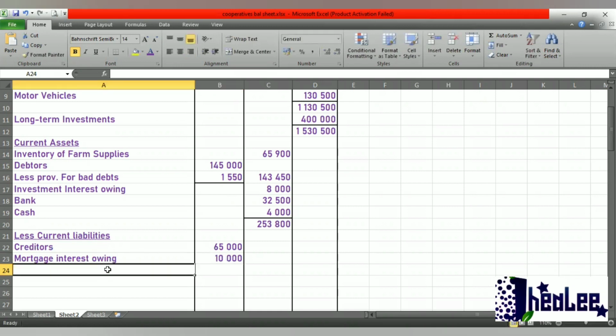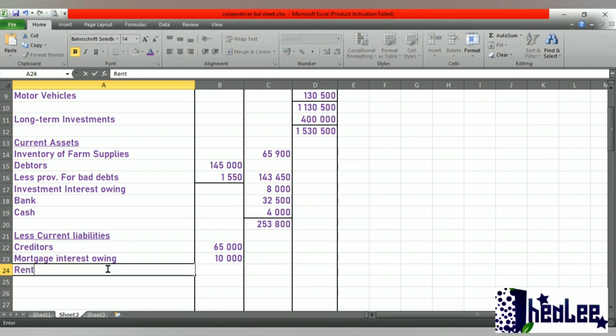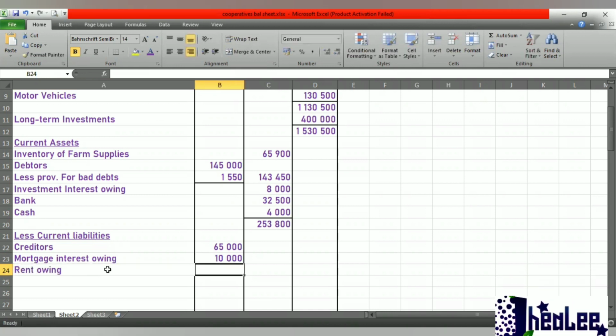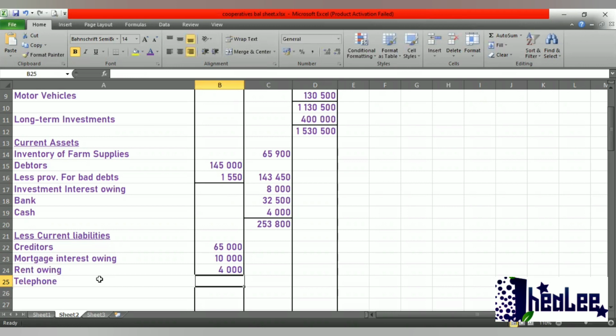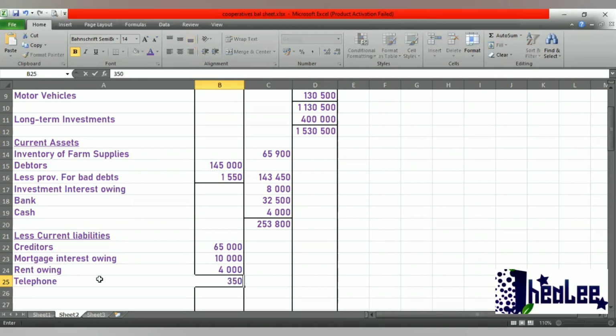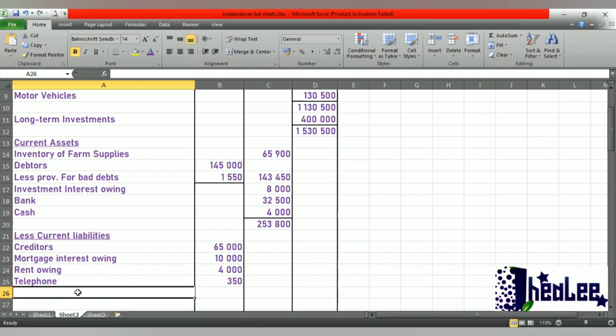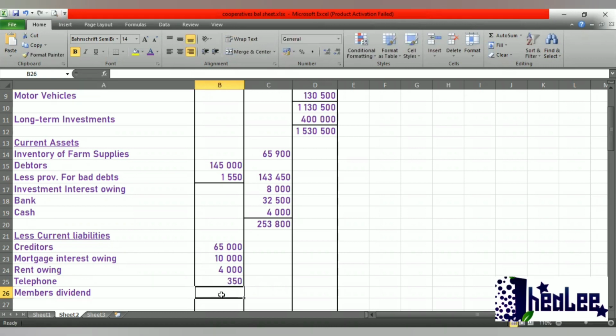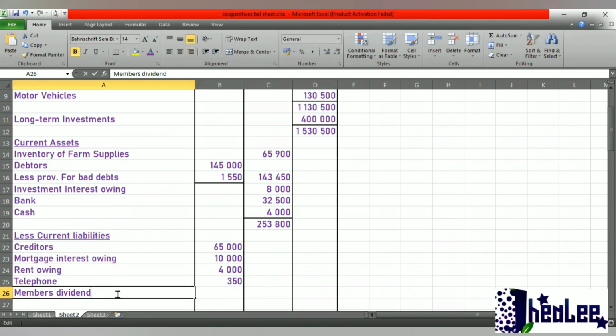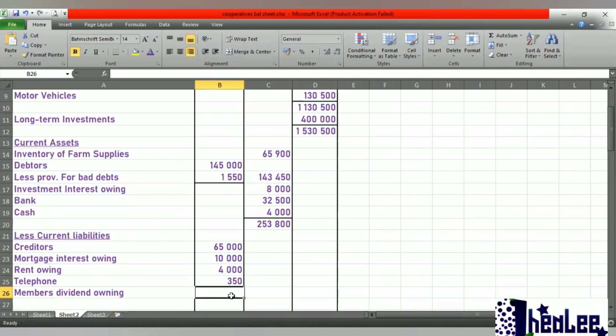We have the rent owing. So all of this is in arrears. Rent owing is 4,000. We have telephone that is not yet paid as well, and that is 350. We also have the members dividend that is proposed, that is owing as well. And that amount there is $105,000.